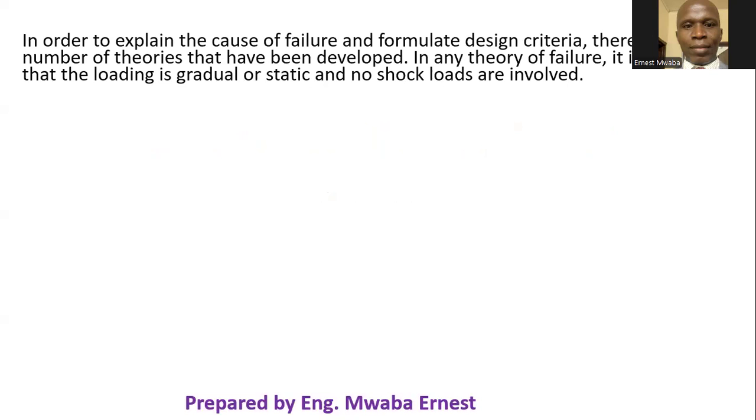Now here, like we're saying, we're going to come up with some design criteria or some formula. The idea is to ensure that we can explain the cause of failure, what could have caused this material to fail. And of course, in this analysis, our focus is on gradual or static loads. We assume that we don't have those shock loads and others like impact loads, those in that category.